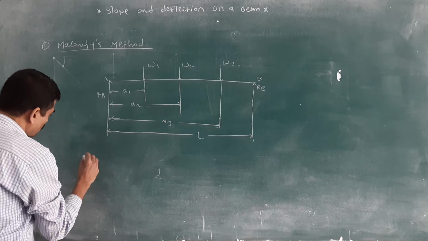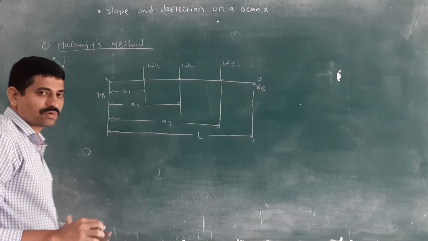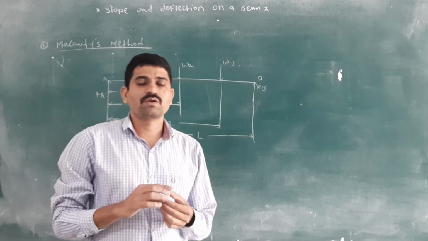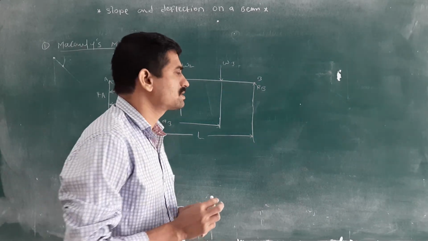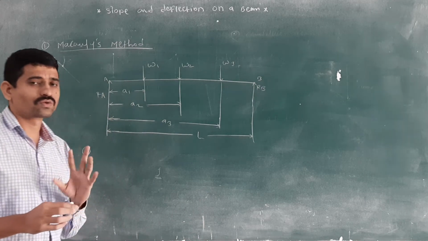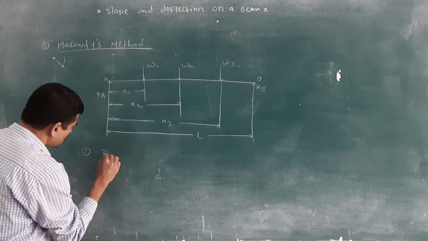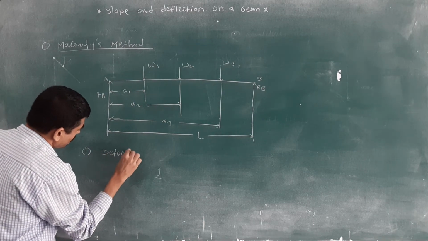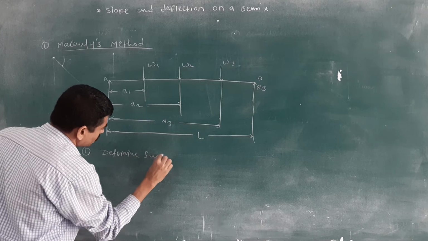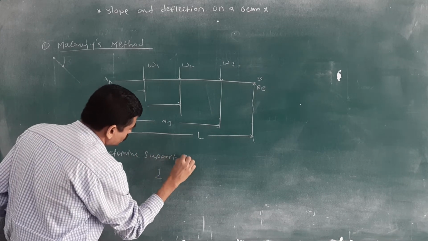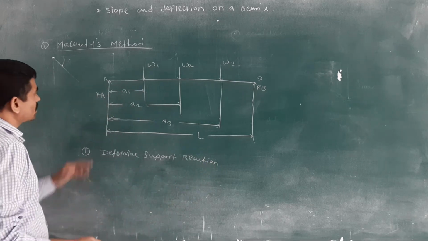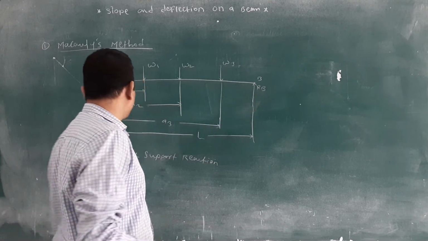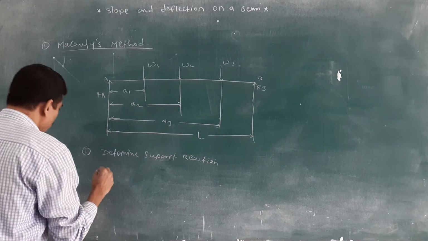Then what is the Macaulay's method? The first step in the Macaulay's method is to calculate the support reactions, and we have seen this in unit number 2. First, determine the support reactions RA and RB.